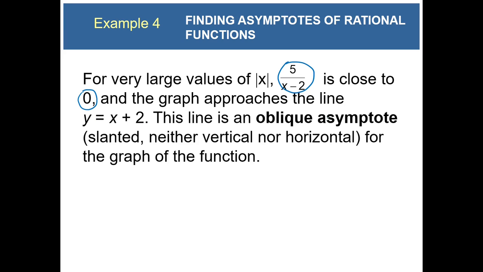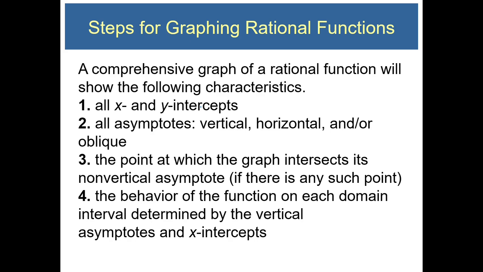And the graph approaches the line y equals x plus 2. This is an oblique asymptote, slanted, neither vertical nor horizontal for the graph of the function. A comprehensive graph of a rational function will show the following characteristics: all x and y intercepts, all asymptotes vertical, horizontal, and or oblique, the point at which the graph intersects its non-vertical asymptote, if there is any such point, the behavior of the function on each domain interval determined by the vertical asymptotes and the x-intercepts.